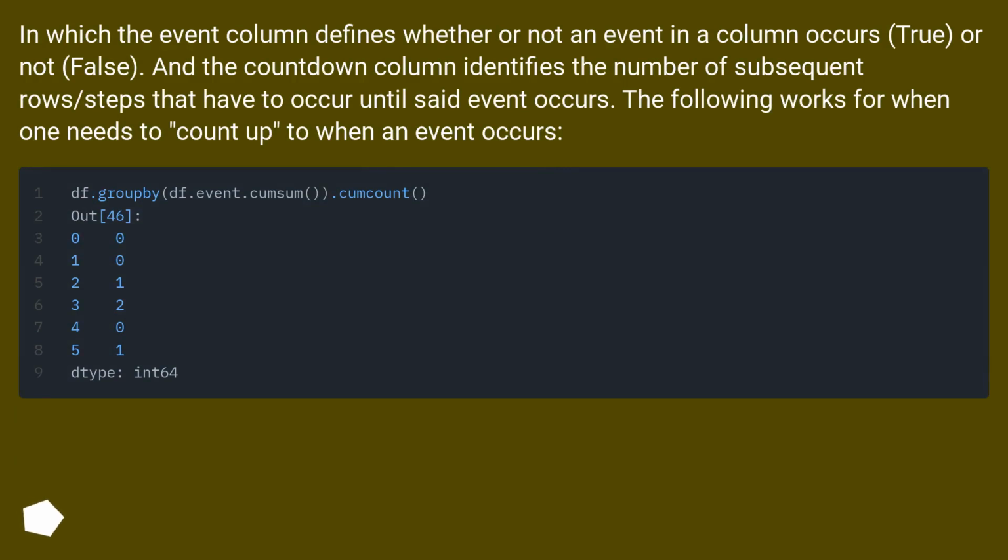In which the event column defines whether or not an event in a column occurs, true or false. And the countdown column identifies the number of subsequent rows/steps that have to occur until said event occurs. The following works for when one needs to count up to when an event occurs.